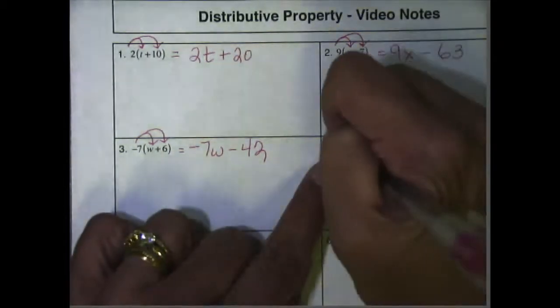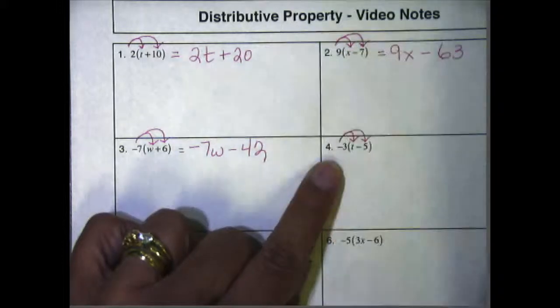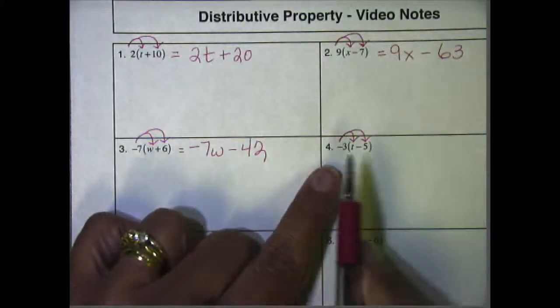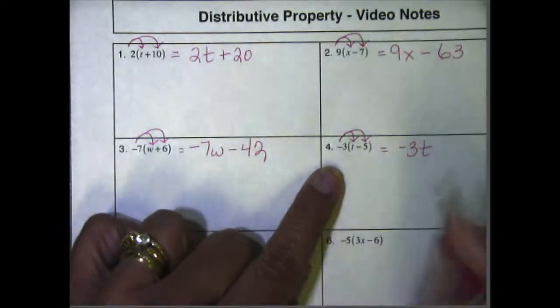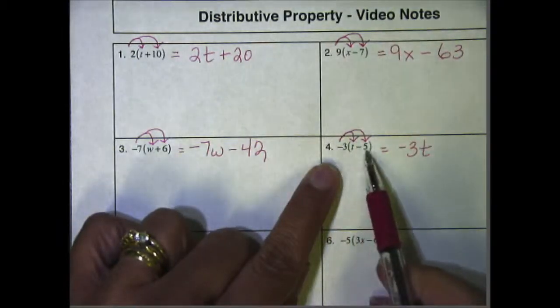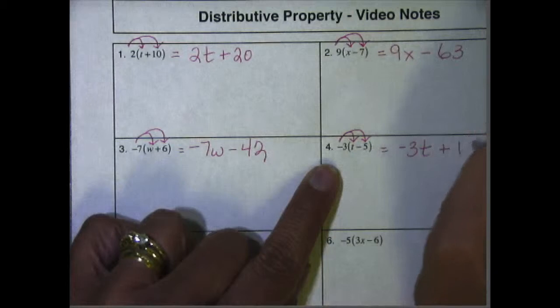So now we have negative 3 on the outside, and we're going to multiply it by t minus 5 on the inside. So negative 3 times t is negative 3t. And negative 3 times negative 5. Remember that this is a negative 5. Even though it's minus 5, it's negative 5. So negative 3 times negative 5 is positive 15.